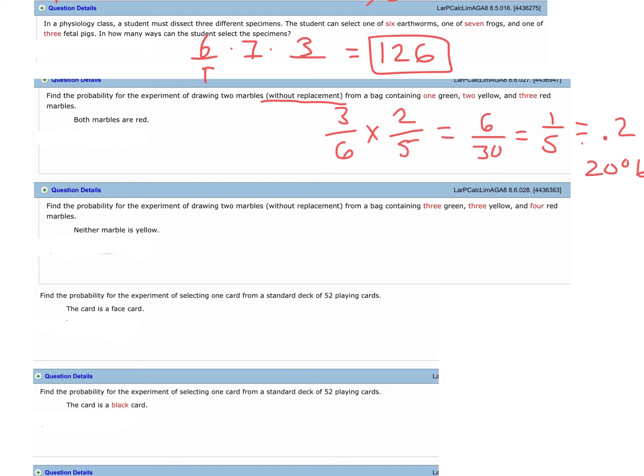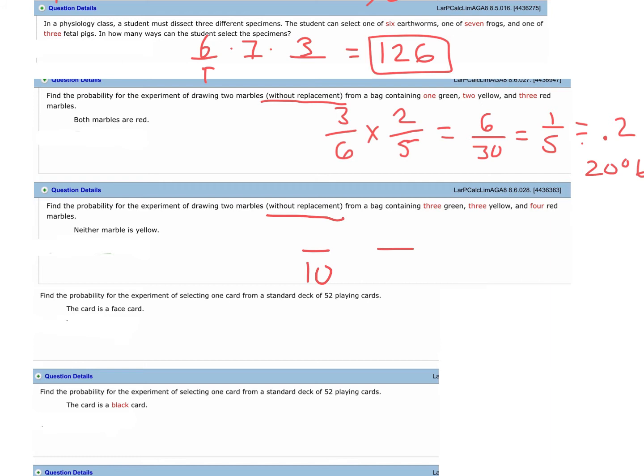All right, next, find the probability for the experiment of drawing 2 marbles without replacement from a bag containing 3 green, 3 yellow, and 4 red marbles. So neither marble is yellow. How many marbles total do we have in our bag? 10. 3 plus 3 plus 4 is 10.